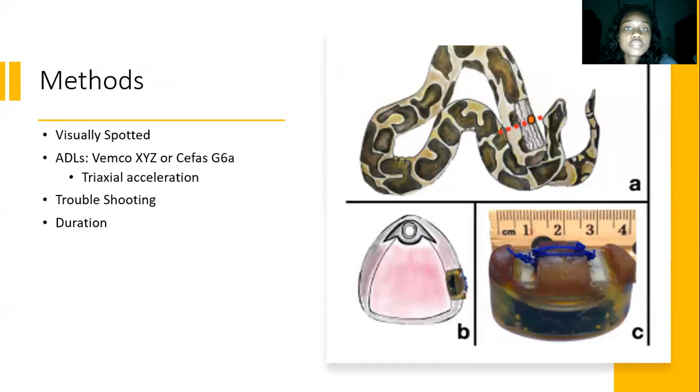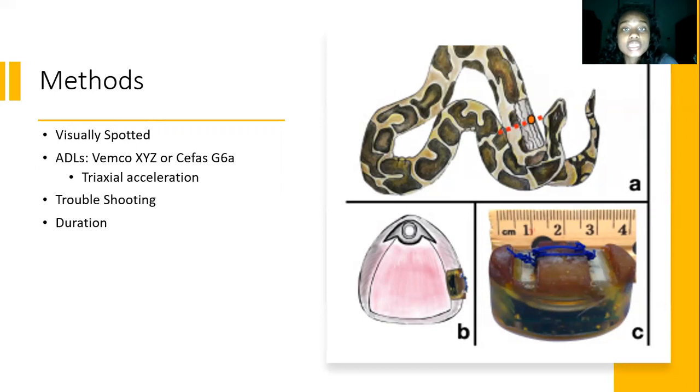The ADLs used were the Vimco XYZ and CFAS G6A models. The CFAS G6A model is able to tag additional information, including pressure and temperature data. For animals with the Vimco model, an eye-button temperature logger was utilized.